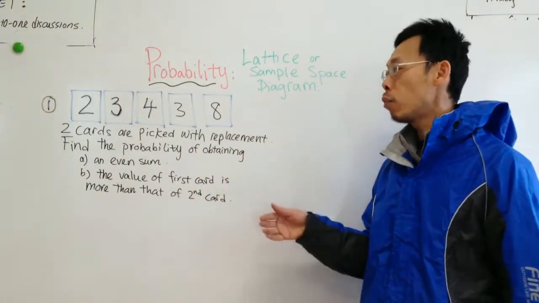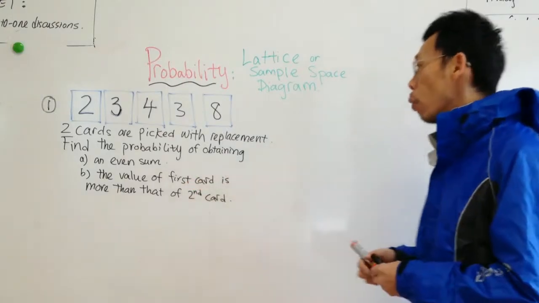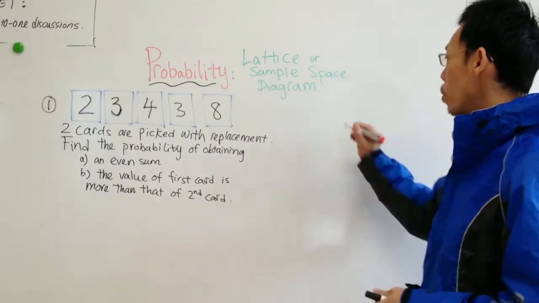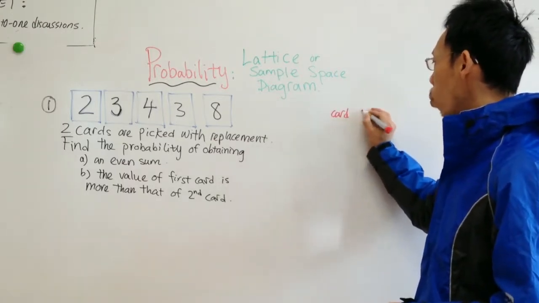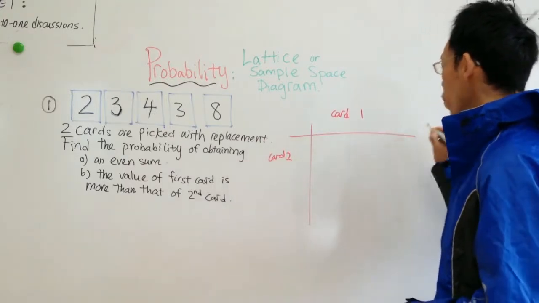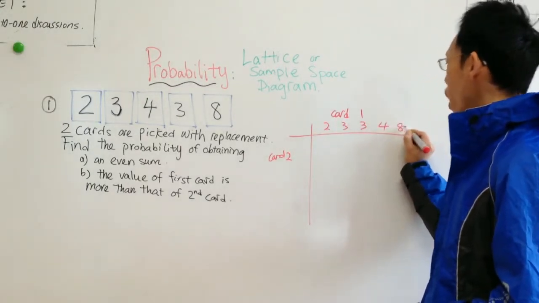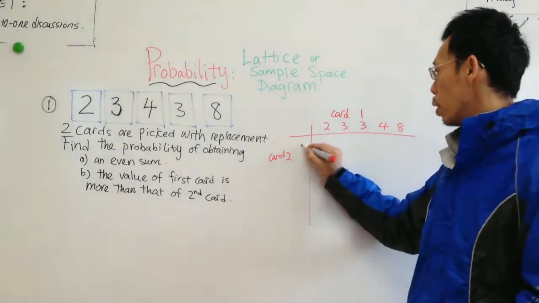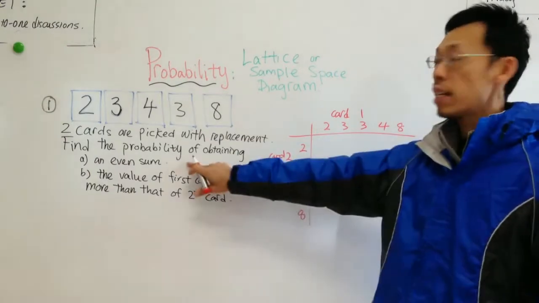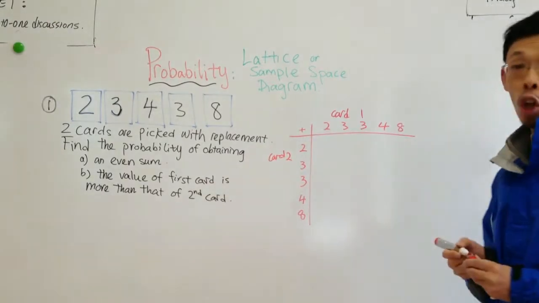So here, we are asking this question: find the probability of obtaining an even sum. Obviously you can do a listing for this problem, but it's easier if we consider this. That is, here is my card 1, here's my card 2, and here are 2, 3, 3, 4, 8. I'm listing out all the possible cards here. I want an even sum. That means I need to add them up together, card 1 and card 2. So for example, a dot.